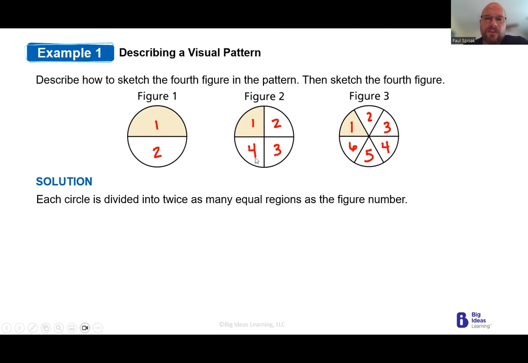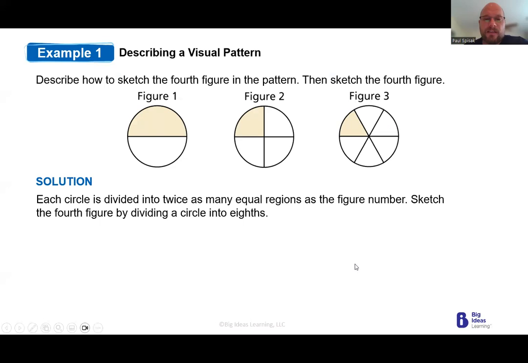On this one, figure 2, twice 2 is 4. So again, twice the number of the figure. On the last one, figure 3 had 6 spaces, because again, twice figure 3. So then figure 4, we can make a conjecture for, since we know that we have double the number of spaces for each figure. Figure 4 will now be 4 times 2, so it'd be 8. So we're going to divide a circle into eighths.